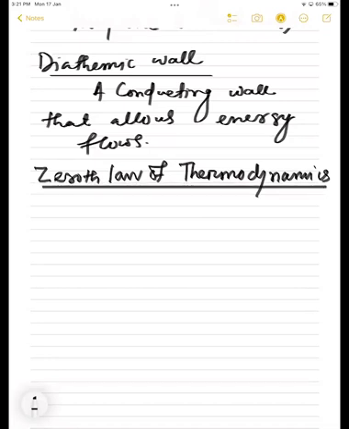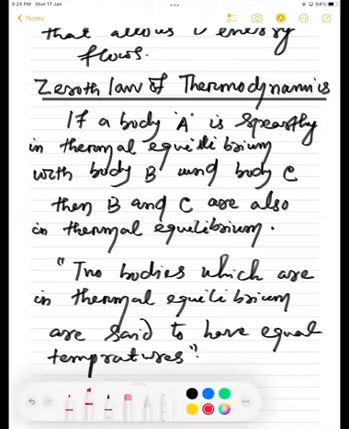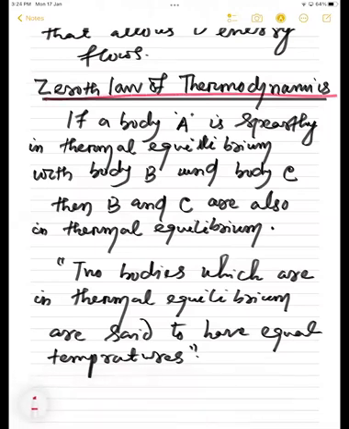What does the zeroth law of thermodynamics say? If a body A is separately in thermal equilibrium with B, and A is in thermal equilibrium with C, then we can say B and C are also in thermal equilibrium.